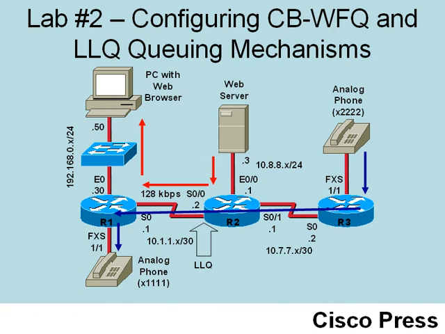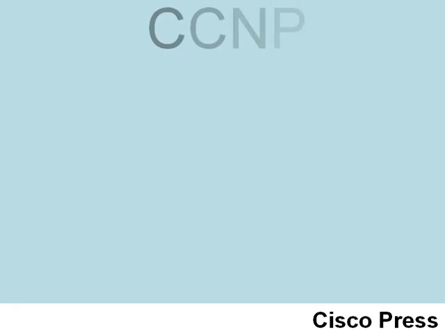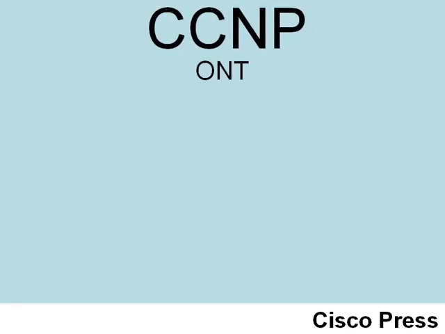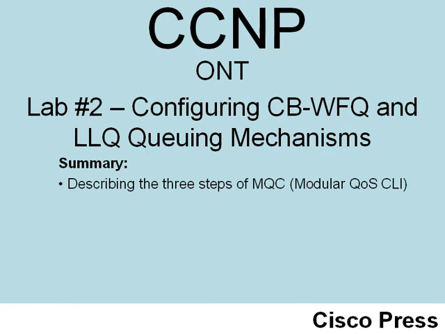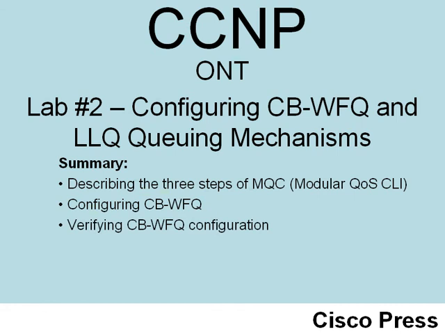But for now, let's wrap up and review what we have seen in this lab. In this lab, we began by reviewing the 3-step MQC process. Step 1, create class maps. Step 2, create a policy map. Step 3, apply that policy map. And one of the many QoS mechanisms that we can configure using the 3-step MQC process is class-based weighted fair queuing. We configured class-based weighted fair queuing, CBWFQ, to give different amounts of bandwidth to different graphics inside of a web page. We verified that behavior by watching the web page load.